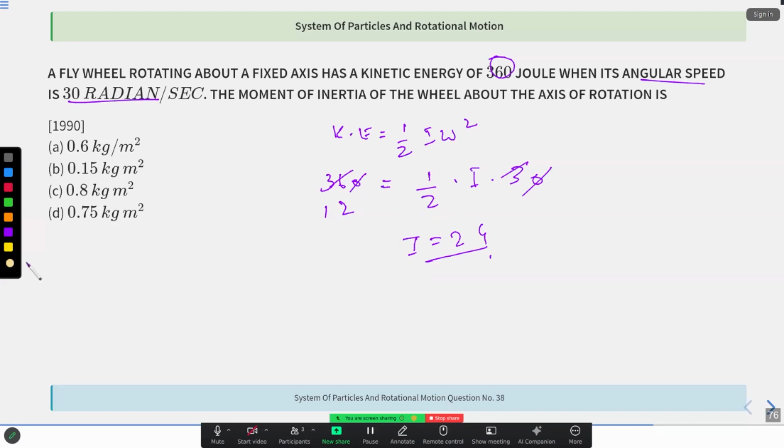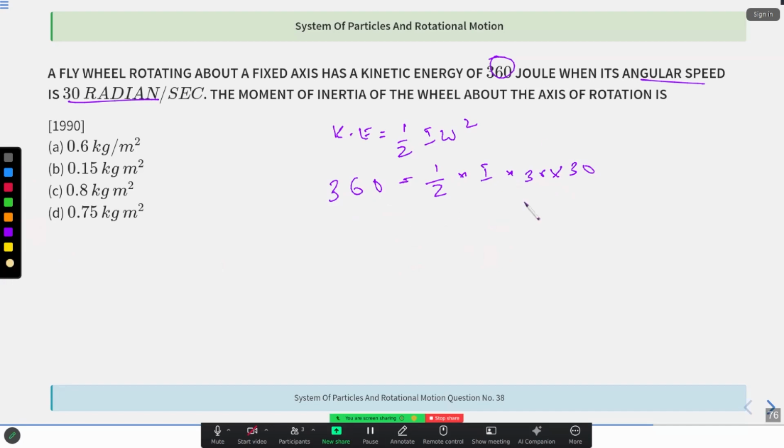Okay, it's a miscalculation over here. What I have to do is half into I into omega square, and omega is 30, so 30 into 30, and this is 360. Correct? So this gone, this gone. Three threes are 9, so I'm just considering it as 9 into 10. Two ones are 2, two fives are 10, and 9 fours are 36.